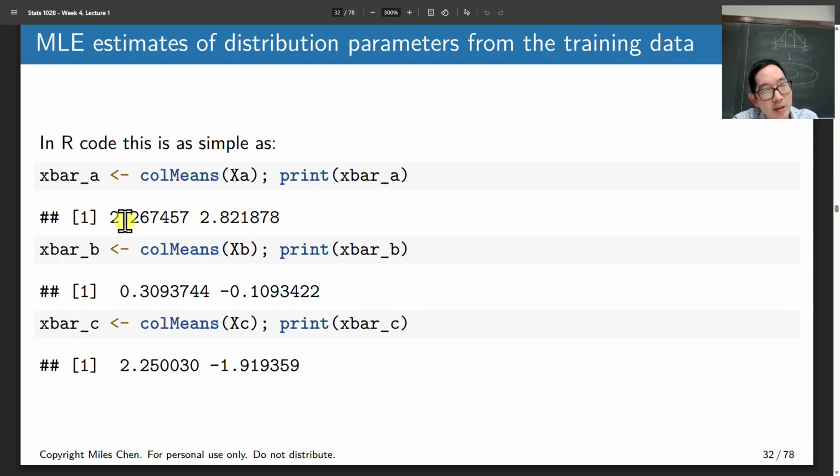The distribution that generated our dots was centered at 2, 3, and when we take our sample mean, we get 2.26 and 2.8. So not quite exactly that. Similarly, for class B, the distribution that generated our points should have been centered at 0, 0, and we're getting something a little bit different. And the points for class C, the distribution that generated our values was centered at 2, -2, and we're getting something close to, but not exactly that, right? There's natural variance.